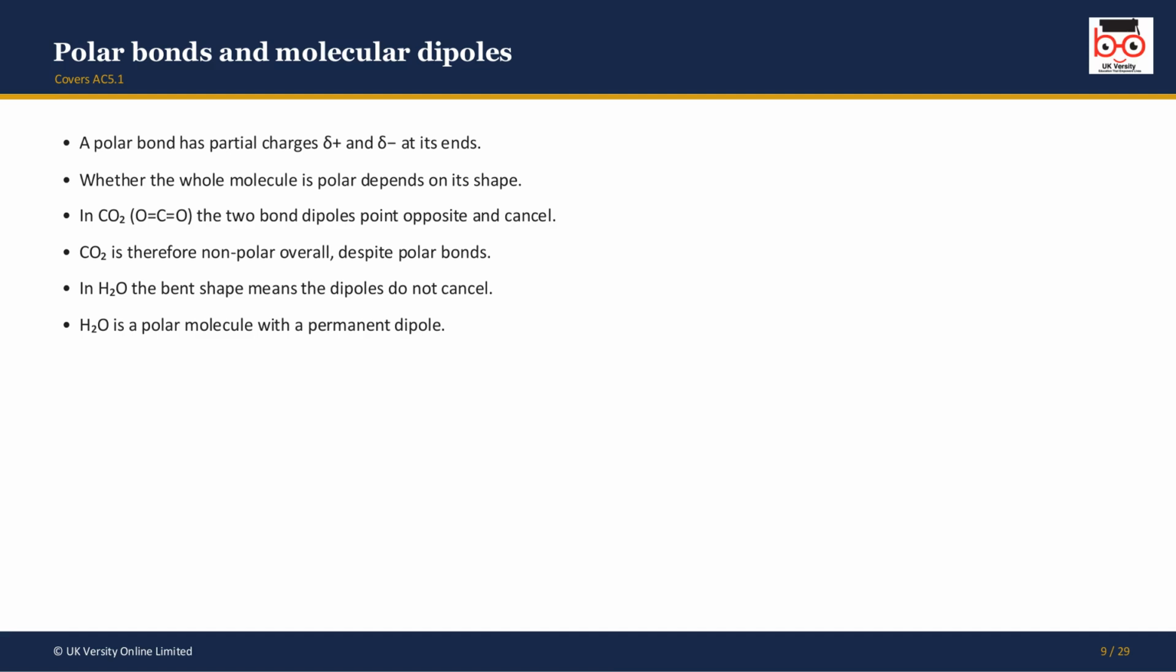Now here's a subtlety: a molecule with polar bonds isn't always polar overall. It depends on its shape. Take carbon dioxide, O double bond C, double bond O. Its two bond dipoles point in exactly opposite directions and cancel out, so carbon dioxide is nonpolar overall, despite having polar bonds. Water is different. Its bent shape means the two bond dipoles don't cancel, so water ends up a polar molecule with a permanent dipole. Shape matters as much as the bonds themselves.